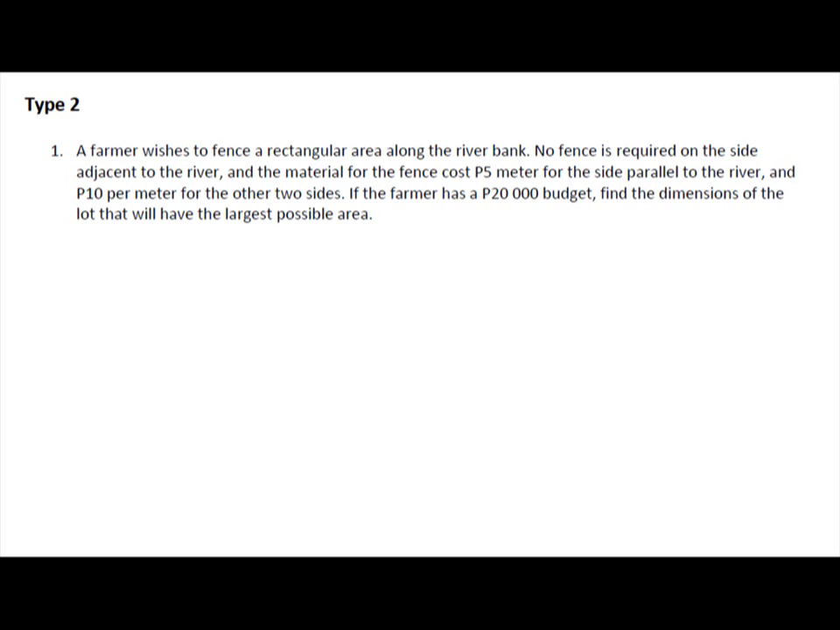MIT. This video will show the solution to the first problem in the type 2 on assessment on mathematical modeling. So it says a farmer wishes to fence a rectangular area along the river bank. No fence is required on the side adjacent to the river, and the material for the fence costs 5 peso per meter for the side parallel to the river and 10 peso per meter for the other two sides. If the farmer has a 20,000 peso budget, find the dimensions of the lot that will have the largest possible area.